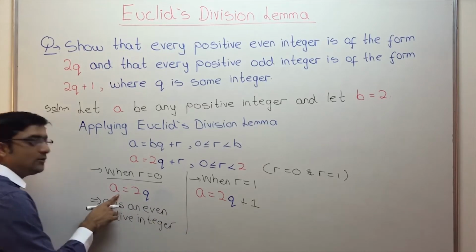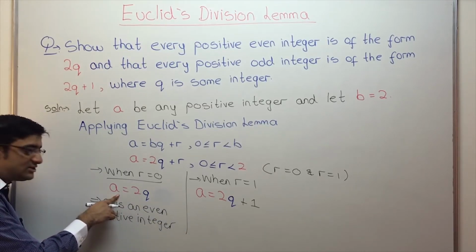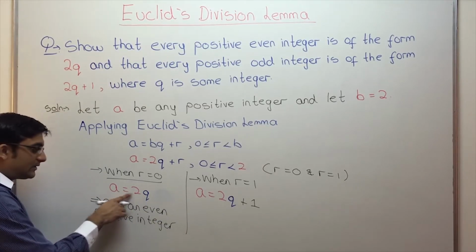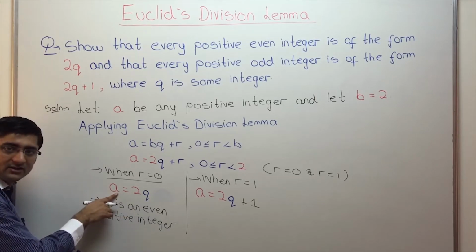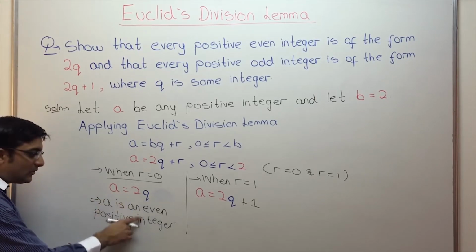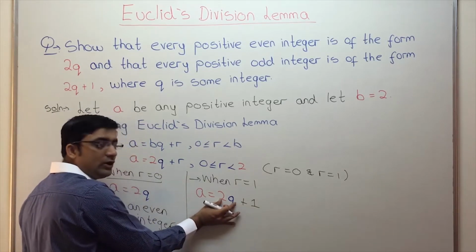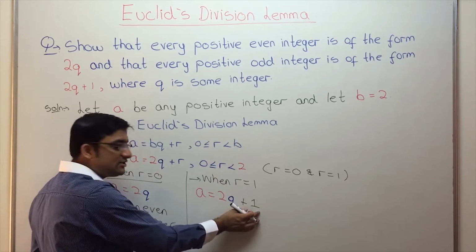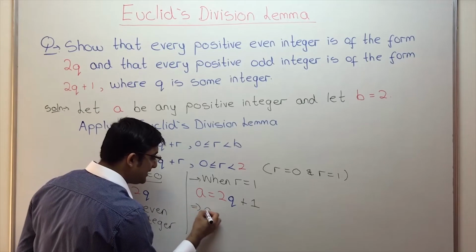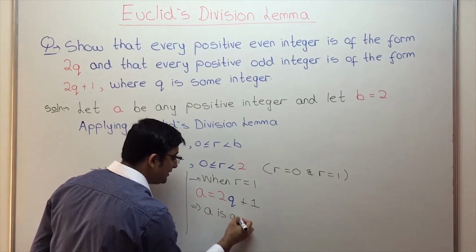I repeat, what is a? It is basically any integer. Now a is equal to 2 into q. That means 2 and q both are factors of a. So a is divisible by 2, hence it is an even integer. Similarly, 2 into q plus 1: 2 into q is even, plus 1 is an odd number. So this implies a is an odd positive integer.